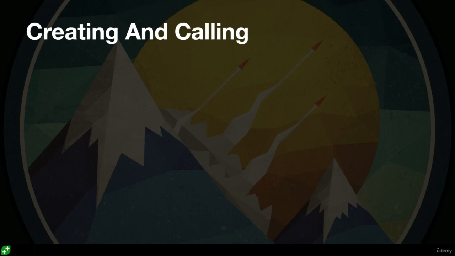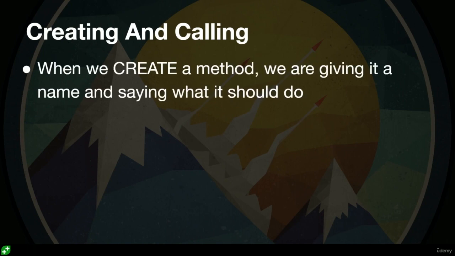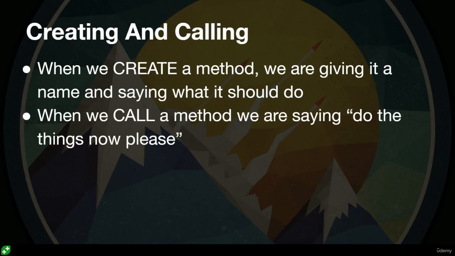The other thing I want you to know in this very, very quick intro to methods is that we do creating and calling. When we create a method, we're giving it a name and saying all the things that it should do. So a method might be make the thing move forward, make the thing turn around. We also call a method, and that is when we are saying, do the things now, please.